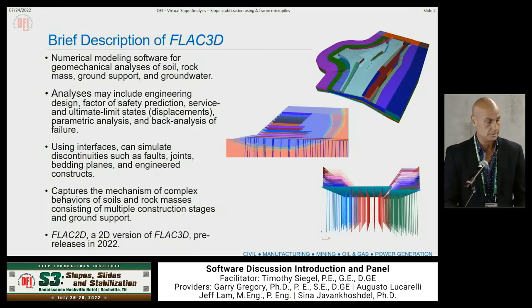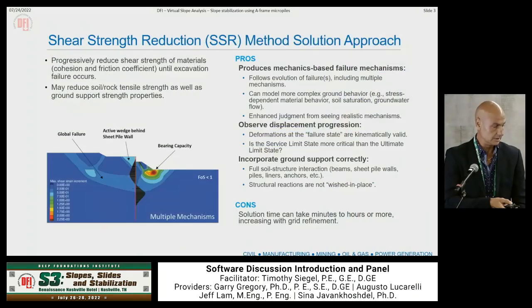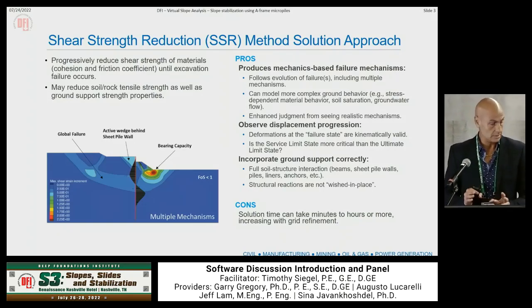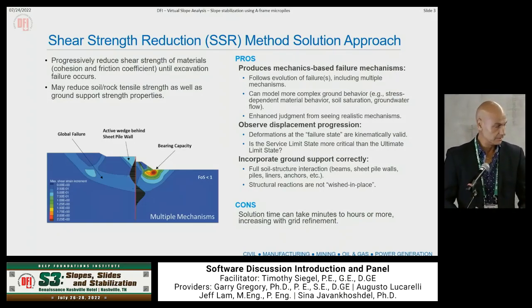It's fully functional, and the only limitation is on the number of zones and number of elements that you can use. But anything else is working with all the options. So I'm not going to read all the details. The approach that I took is strength reduction, so you're not going to see or hear anything about limit equilibrium in this presentation. The strength reduction is nothing new, has been used for a long time.